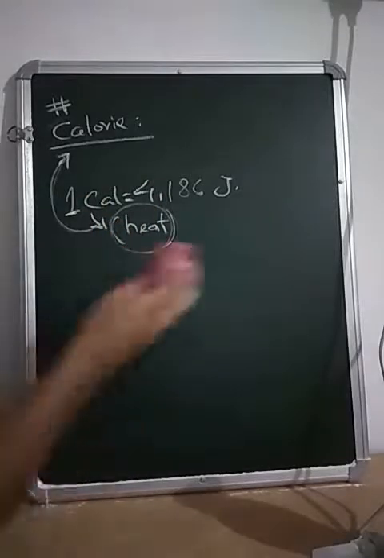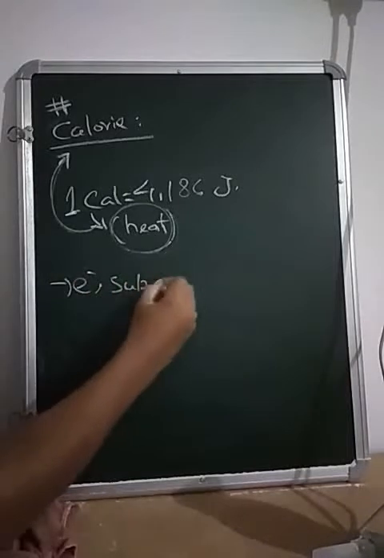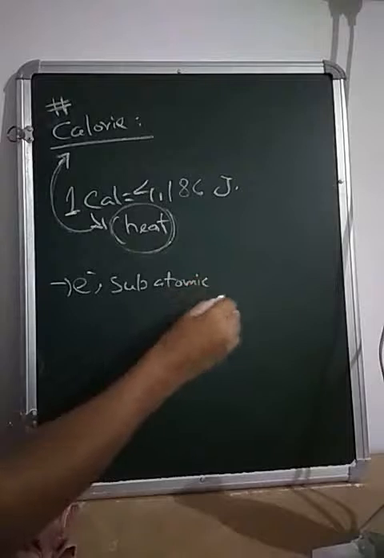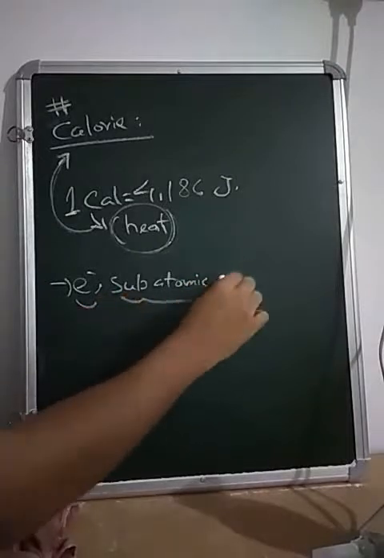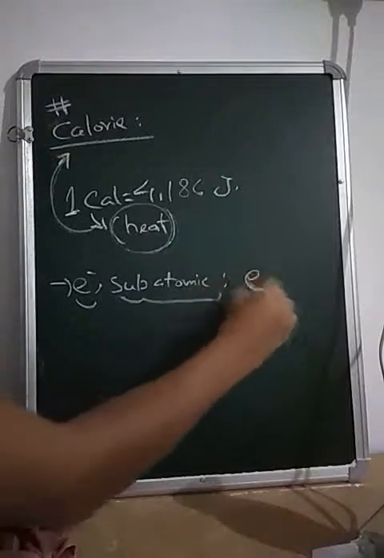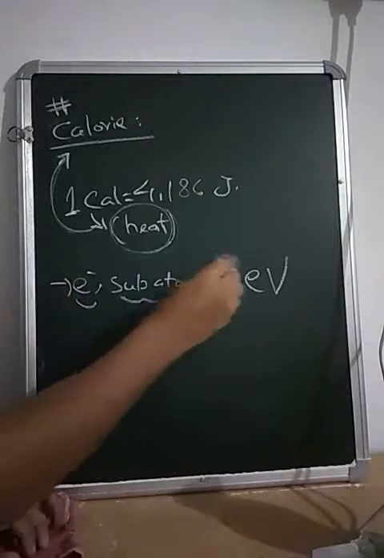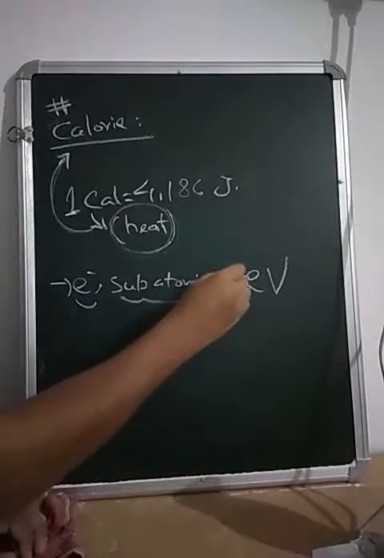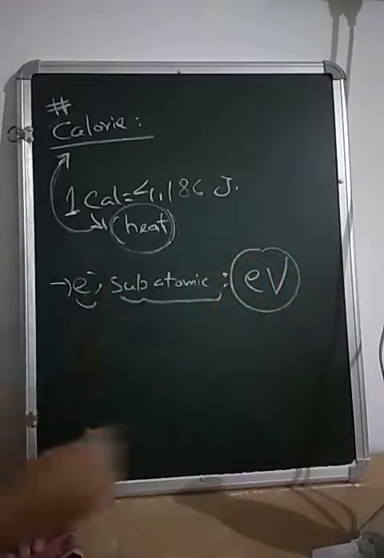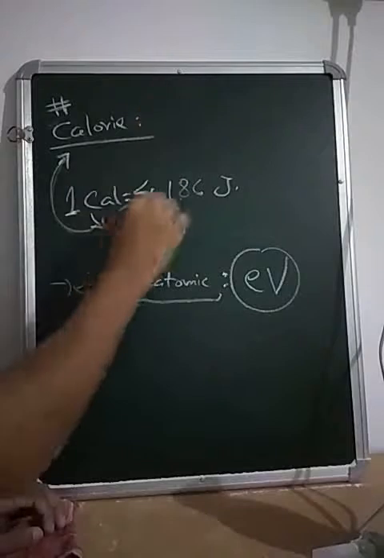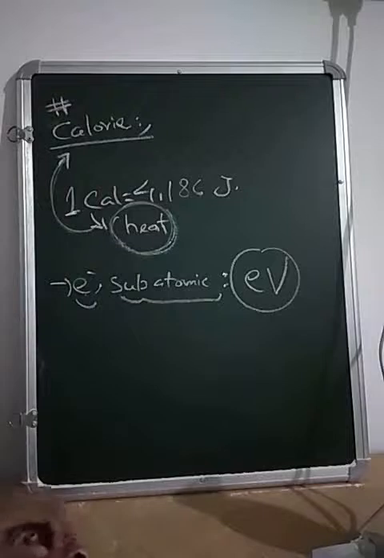Okay, so in terms of electrons and subatomic particles, in terms of energy relating to electrons in orbit, we can express energy in terms of electron volt. So for charged particles like electrons and subatomic particles, we express energy in electron volt, and for heat energy, we express its unit in calorie.